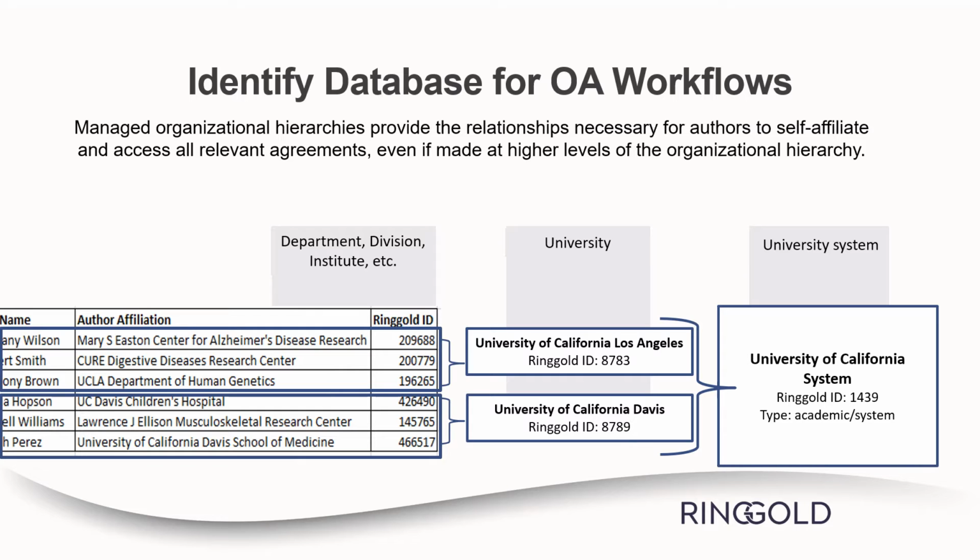So the author who's coming from Cure Digestive Diseases Research Center, for example, is not obviously under UCLA. However, this is a research center that is part of UCLA. So without having hierarchies to rely on, it would be really hard to see these connections and understand the implication of a deal you're entering, and also to honor an agreement that you've already made.